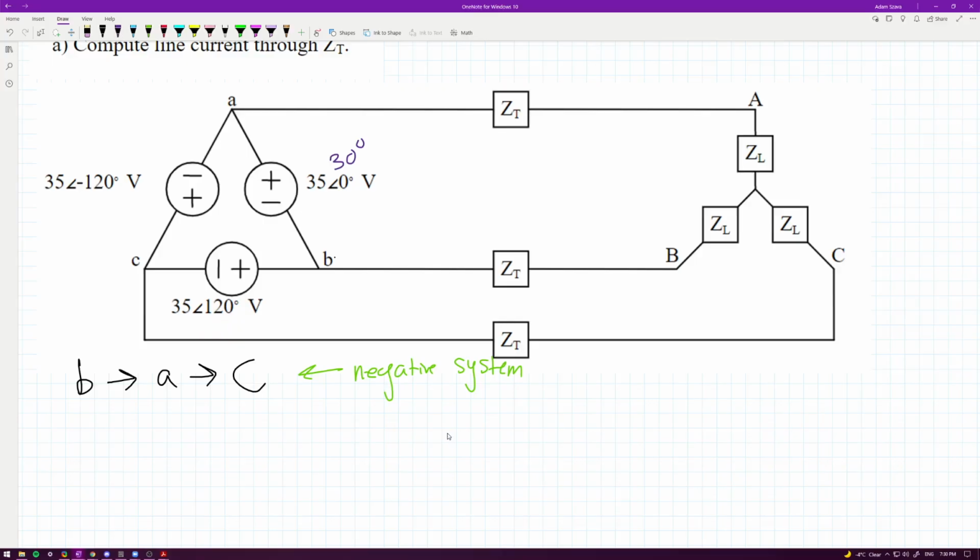No, let me see if I got that right. Sorry, I'm trying to come up with an example on the spot here. Well, essentially, if this was just negative 120, and this was 120, then you would go C, A, B. Yeah, okay, so that would be a positive sequence here, right? But that's kind of a boring one. So importantly, they have to be 120 degrees out of phase with each other.